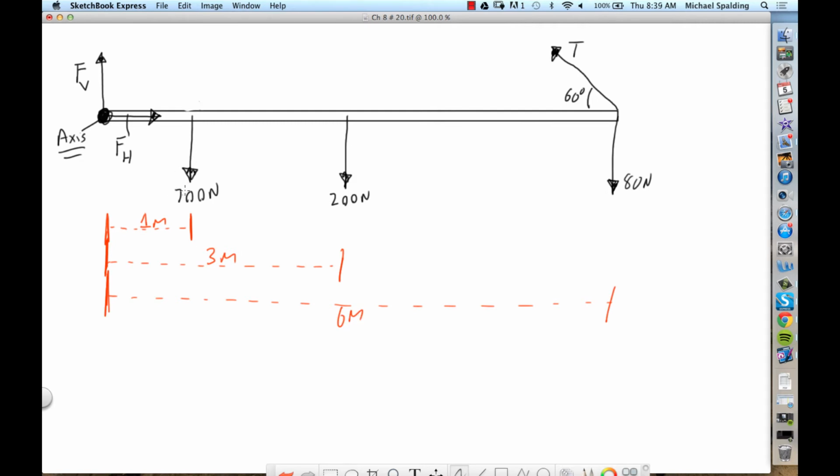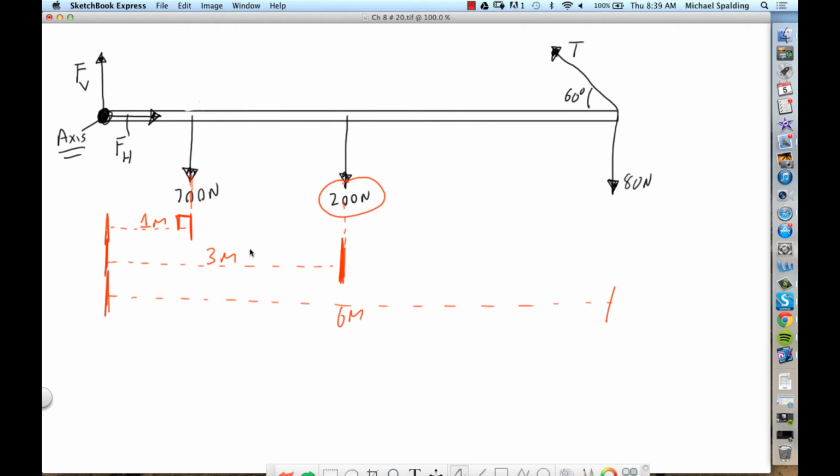Now, what's nice about the force of the bear? Well, the 1 meter is perpendicular to the force. When you do torque, the force and the distance have to be perpendicular. The 1 meter is perpendicular to the 700 newtons. That's going to be nice. Now, the weight of the beam, this 200, is this force perpendicular to the 3 meters? Let's check it out. Yeah, that's going to be nice too.